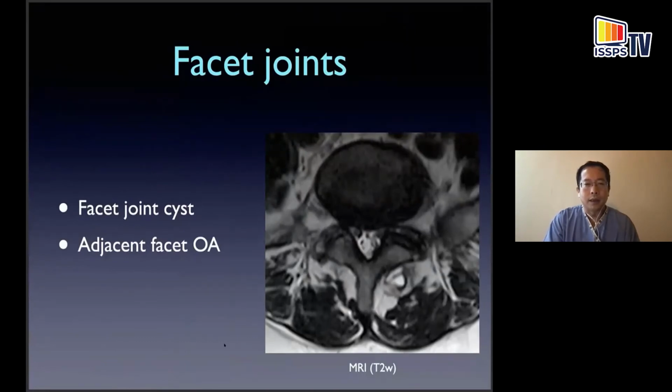Facet joint cysts, I've shown you an example previously. They can occur within the spinal canal and result in spinal canal narrowing. They can distort the epidural fat. They can also be seen externally. Usually, the externally located facet joint synovial cysts are not of much concern because they don't cause very much problems with the neural structures, and they can be left alone.